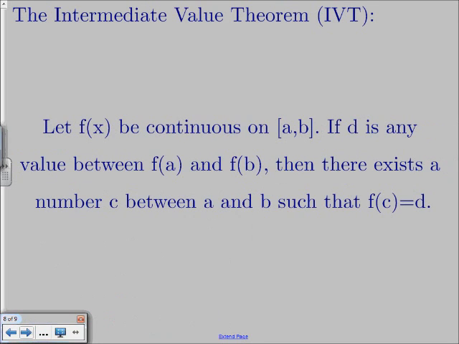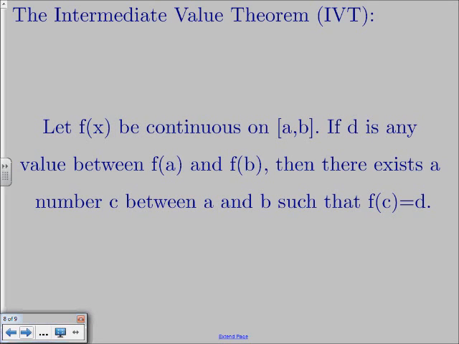So now getting down to the big theorem for this video, and that's the Intermediate Value Theorem, sometimes abbreviated as IVT. All it says is, let f of x be continuous on the closed interval from a to b, and if d is any value between f of a and f of b, so if d is a y value that's in between the y values for a and b, then there has to exist a number c between a and b such that f of c is equal to d.